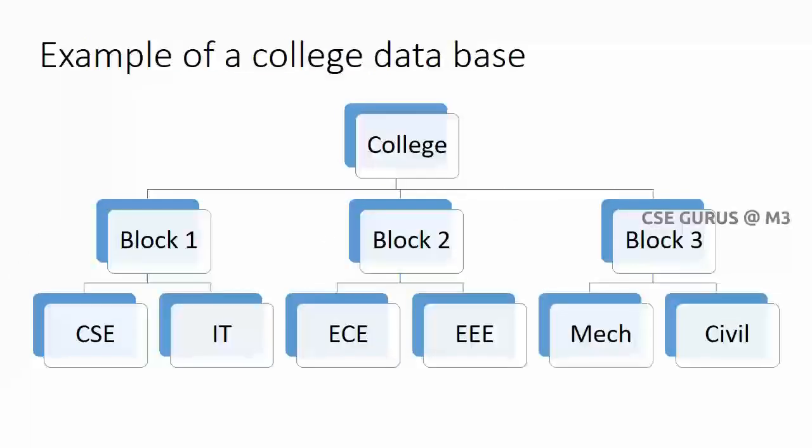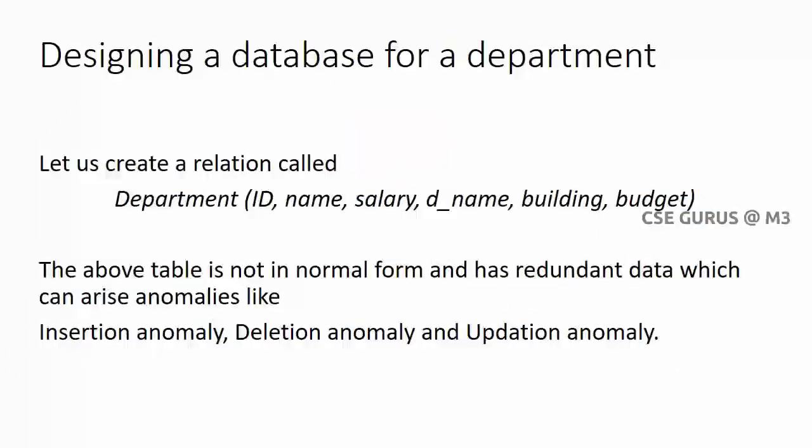As you can see, a college is usually divided into a number of buildings. They are usually named as blocks. Each block contains some number of departments. So we will design a small table for one department in the college. A department comprises members as well as name, building and budget. So this is the information I want to store regarding the department: the ID of the member of the department, name of the member, salary of the member, the department name, the building and the budget. Now let us see how this table looks.